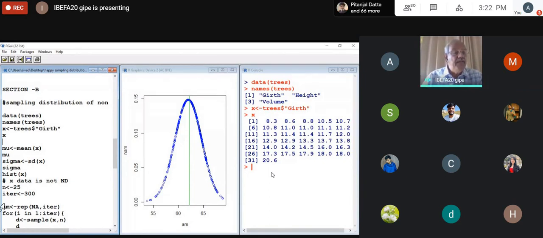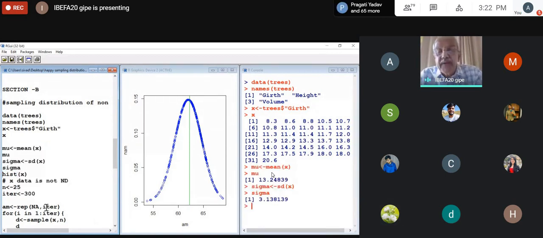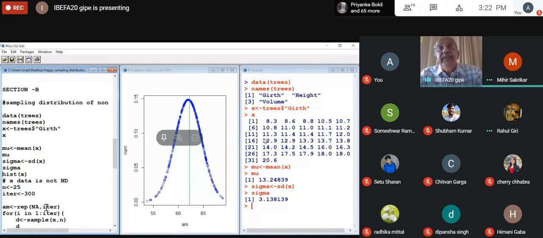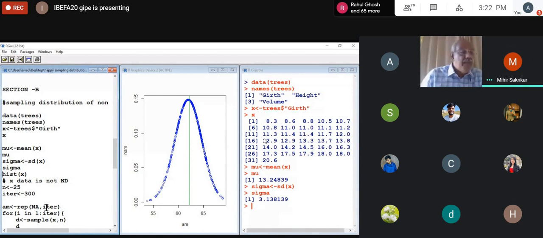I will compute the average of this and the standard deviation sigma. How much is the average of the 31 trees? 13.24. How much was the average in the earlier section? 62. How much is the standard deviation now? It's 3.138139. How much was it earlier? 2.86.